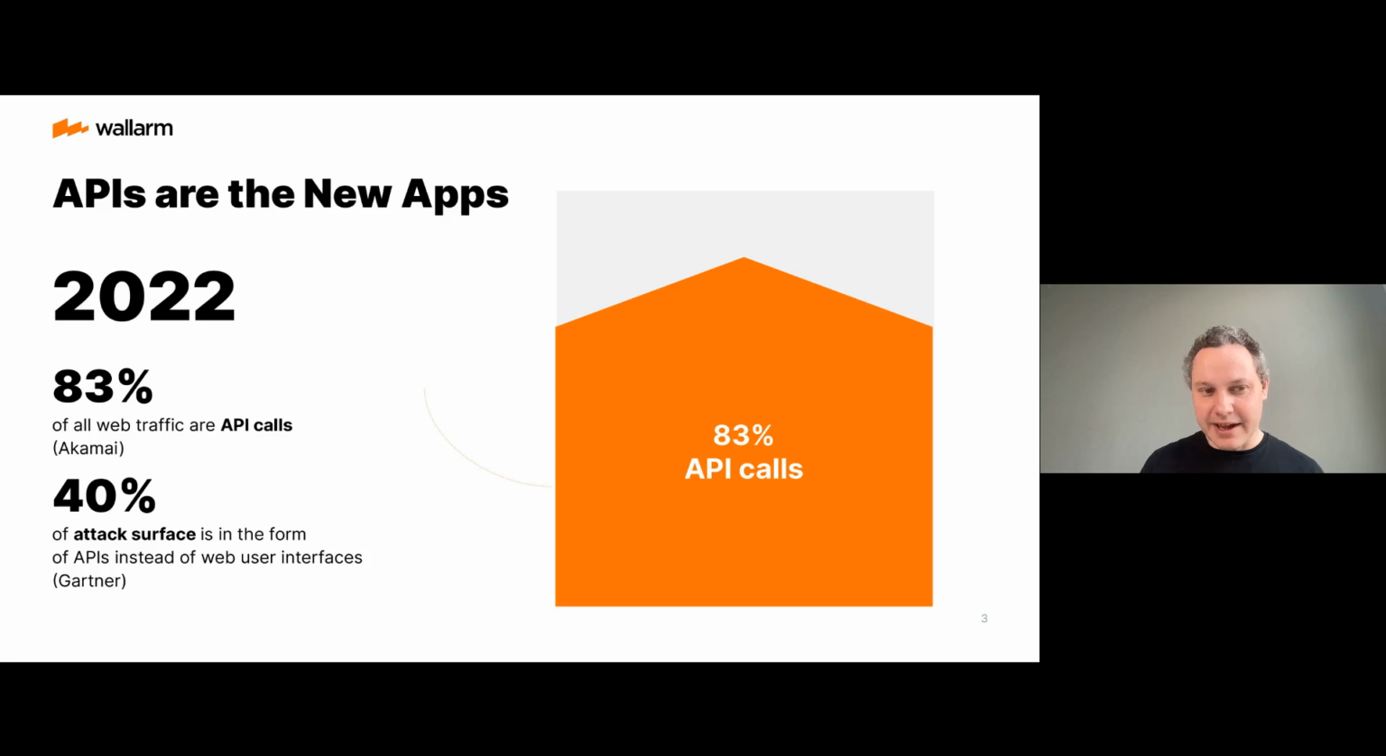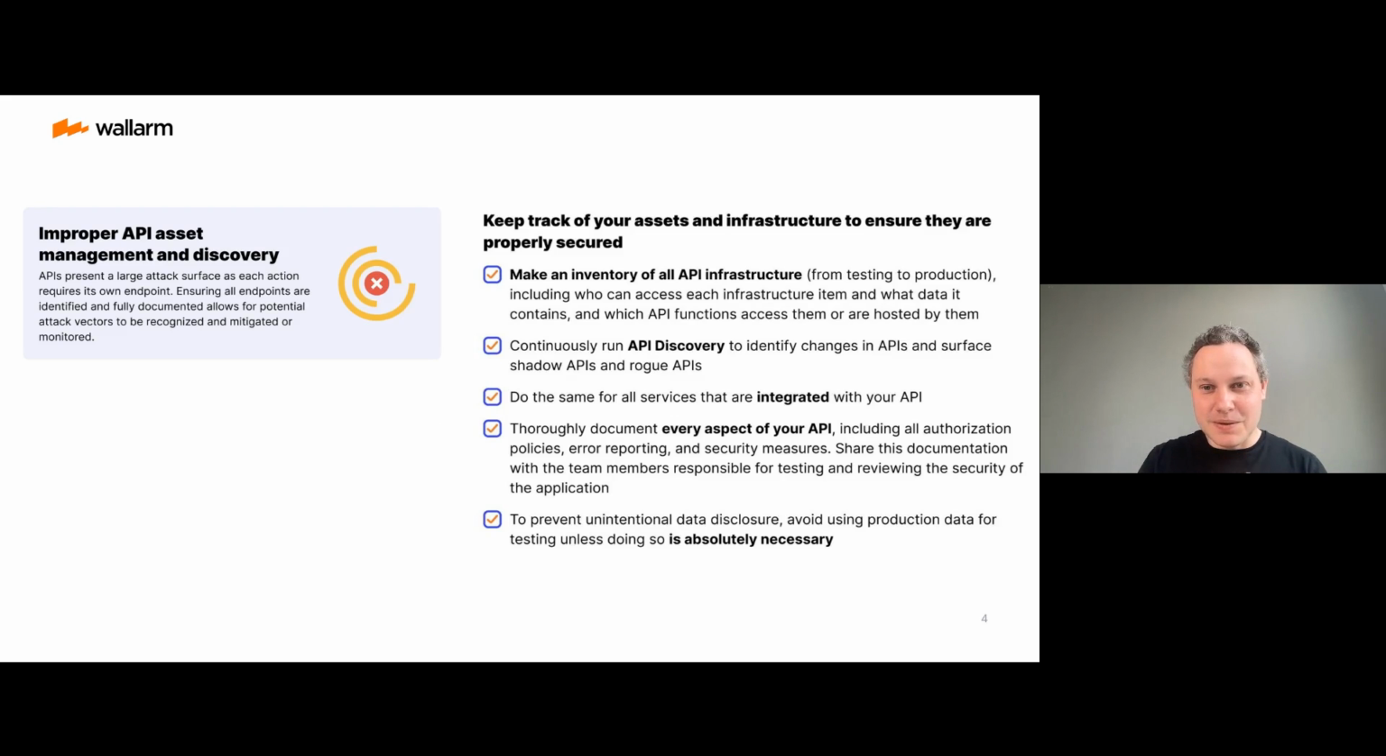If you take the data from Akamai, 83% of all web traffic is APIs. And Gartner says that 40% of the attack surface is already in the form of APIs instead of traditional web UIs. So it is there. While thinking about product security, you need to think about both application security and API security. They overlap so much that it's really hard to distinguish one from another.